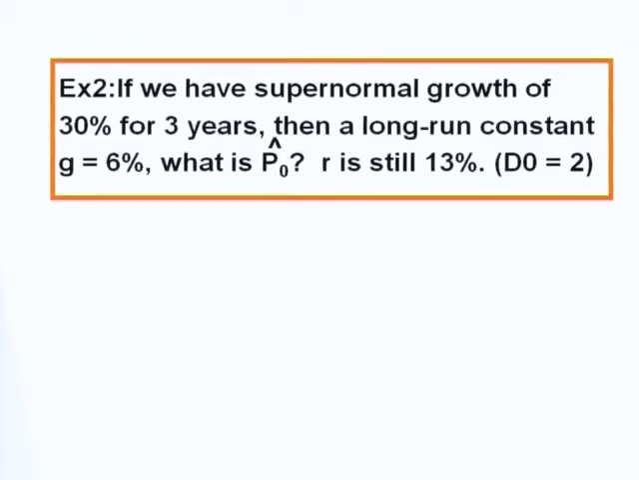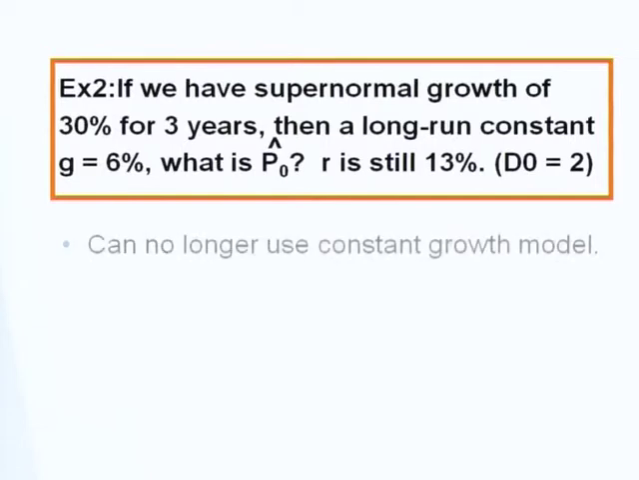Now let's look at this example. If we have supernormal growth, your product might become successful in the market, so you can enjoy supernormal growth of maybe 30% dividend growth for 3 years. Then a long-run constant G will be 6% forever. What should the intrinsic value be if the interest rate is 13%? I also give you the last paid dividend, $2.